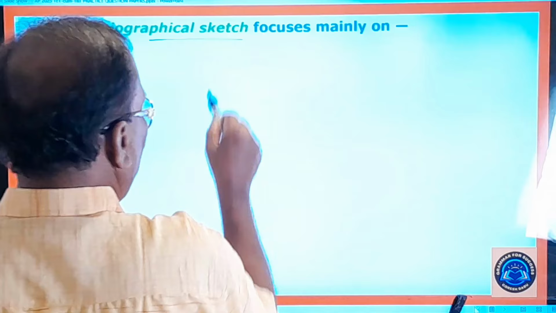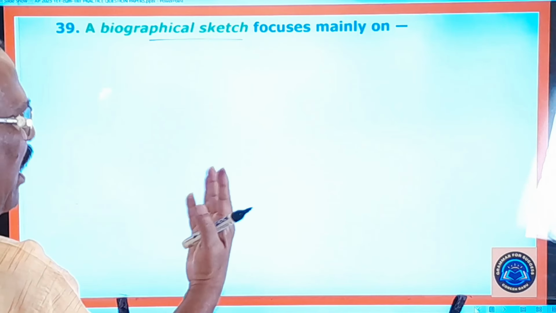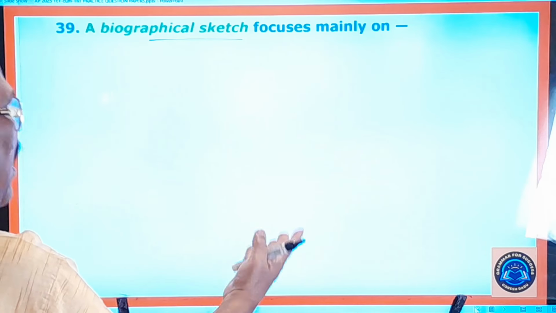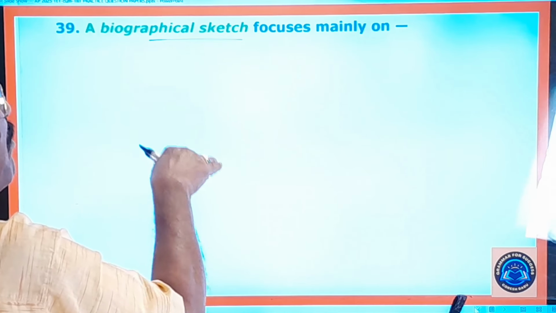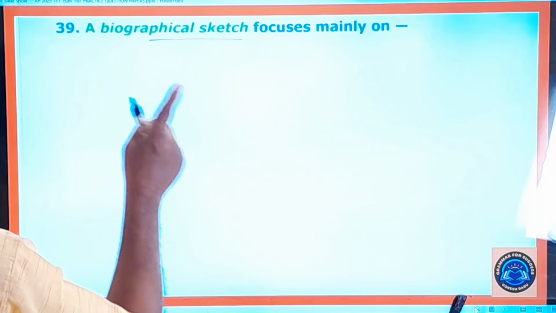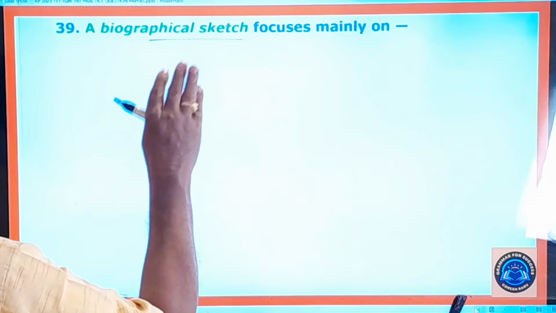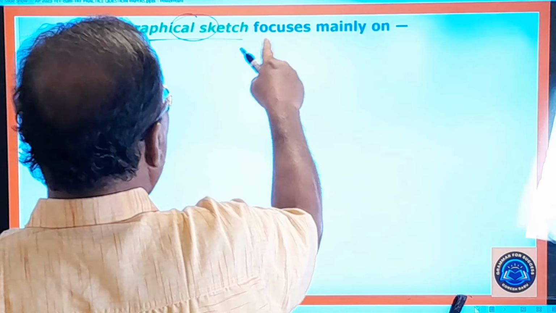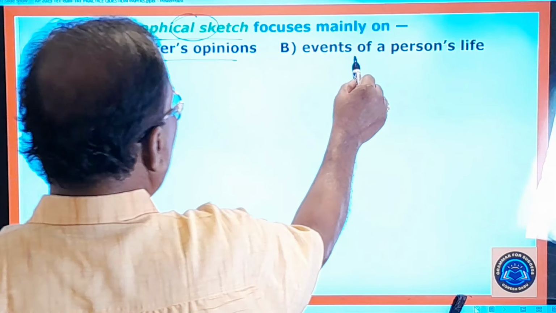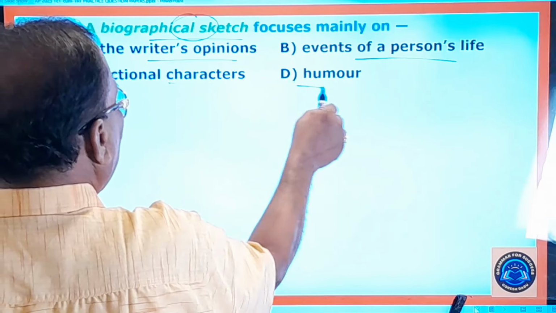39th one, a biographical sketch focuses mainly on. So about this biographical sketch, you have a beautiful idea, and here this biographical sketch is also called a bio sketch, and it is a brief account of someone's life, some person's life. Okay, and especially focusing on that person's achievements, character, and contributions, etc. What does this bio sketch focus mainly on? Means here the writer's opinions, events of a person's life, fictional characters, and humor. So what is the right one?